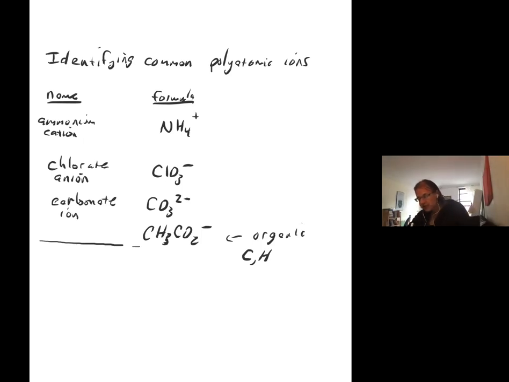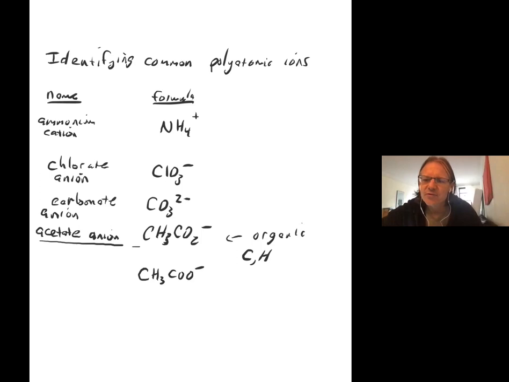So if you see this one, it can be written in different ways. So you may see it written this way. Instead of writing CO2 minus, they write COO minus. It can be written that way. This is called the acetate ion. Oops, sorry, anion. Okay, so there you go. So that's the acetate anion, okay? And there you go. Let's take a look and see if there's one more.